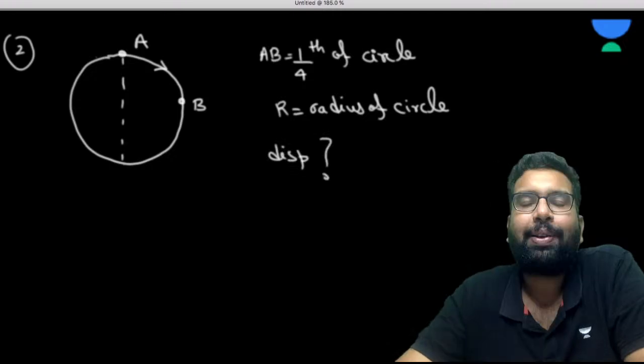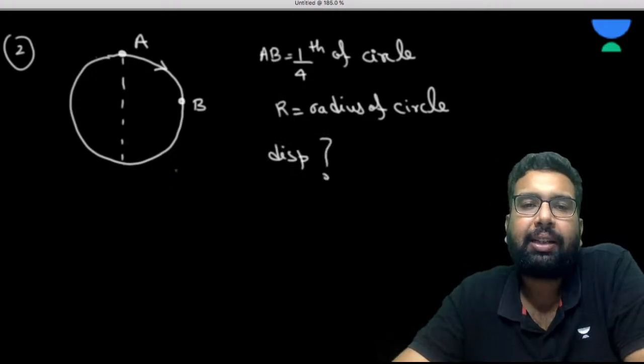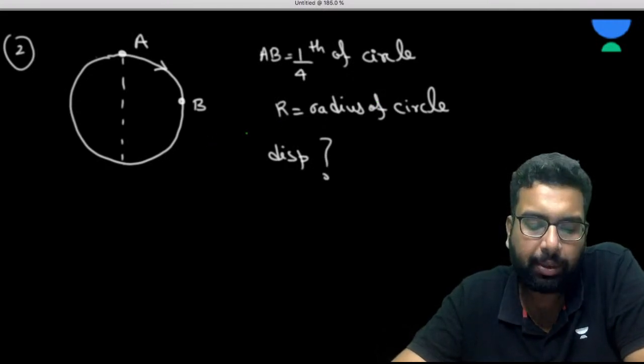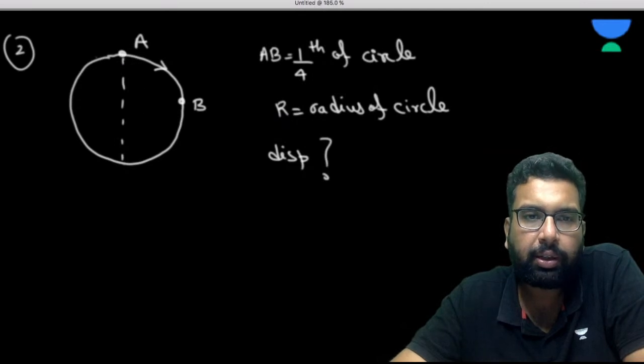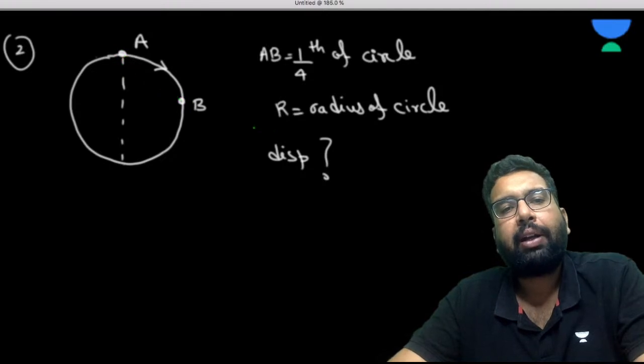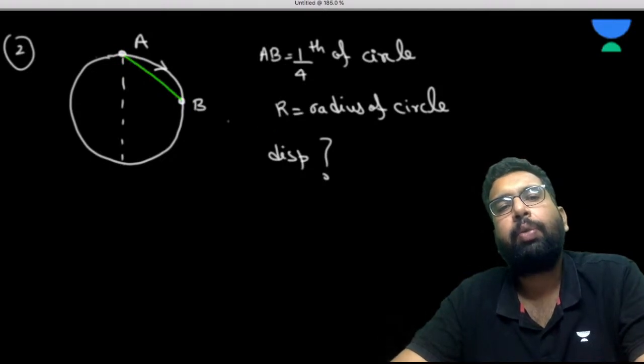Very simple, sir. So, what is the distance? The distance is A to B, a quarter of a circle. So, 2πr by 4, that is πr/2. Right? πr/2. But what is the displacement? Displacement is the shortest distance from A to B. So for finding the shortest distance between A and B, what can I do?